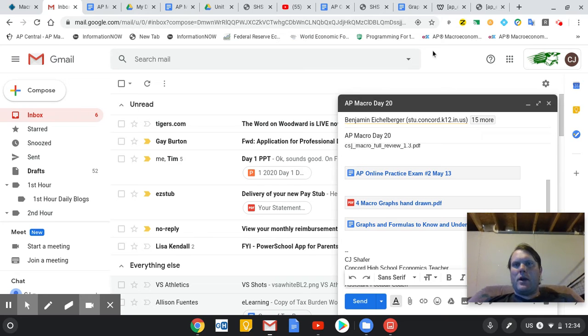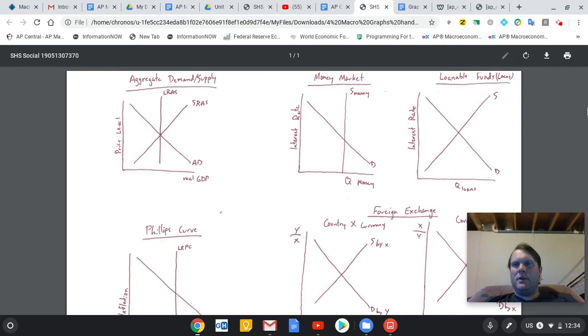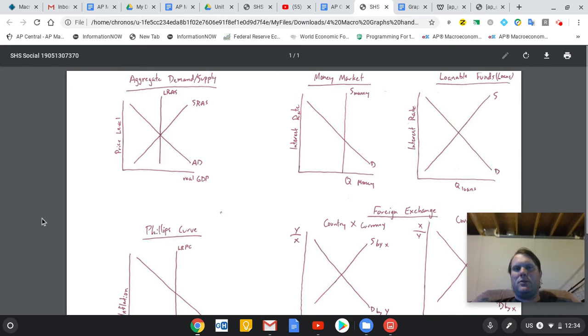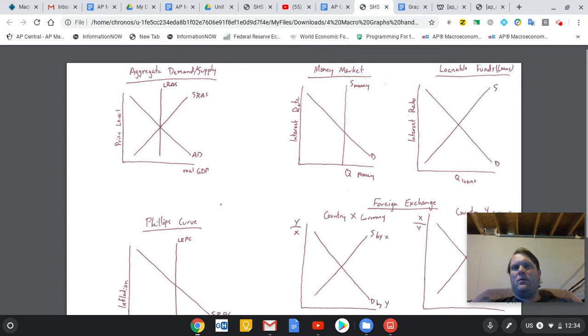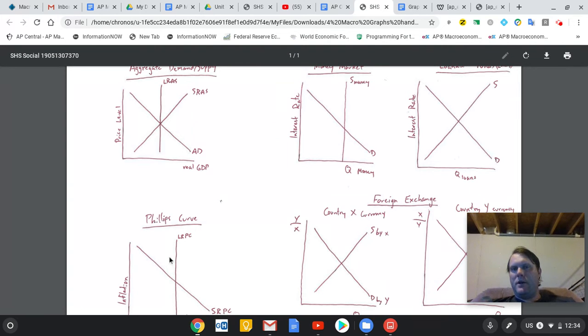First of all, I gave you these four graphs, and they're going to look like this. It's going to get sideways, so you're going to want to rotate it over and you'll be able to access those graphs right away. The big four graphs are aggregate demand, money market, loanable funds, and Phillips curve. The foreign exchange you don't need to worry about. Since this is a PDF, I can't delete that.